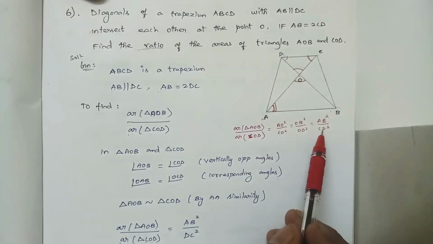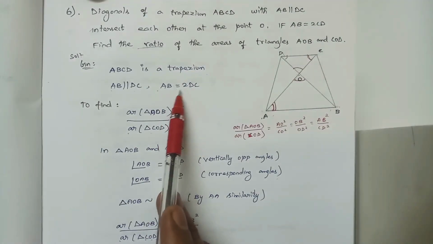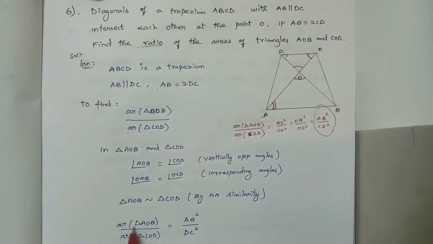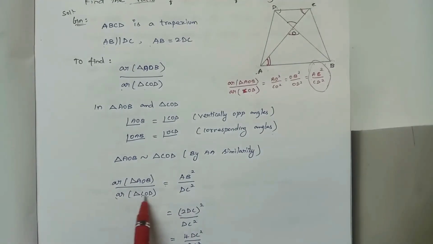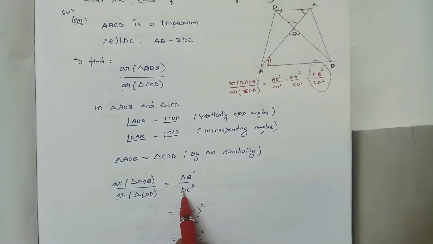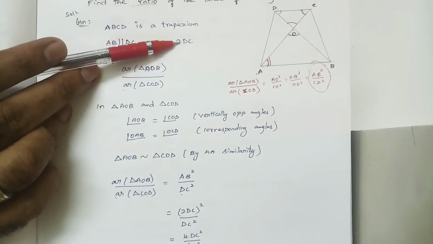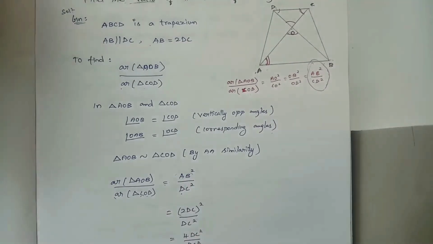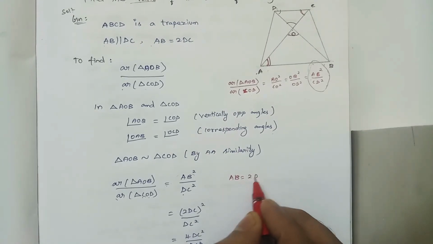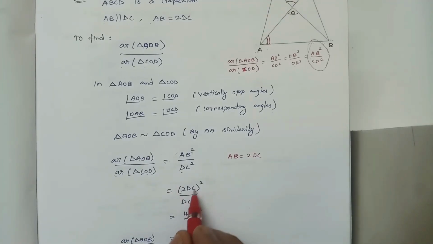But which sides do we need? AB and CD, because it is given that AB is equal to 2 times DC. So area of triangle AOB divided by area of triangle COD is equal to AB square divided by DC square. Instead of AB, I substitute AB is equal to 2 DC. So 2 DC, the whole square.